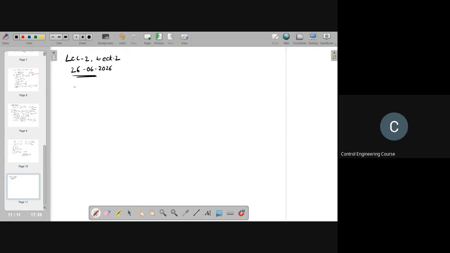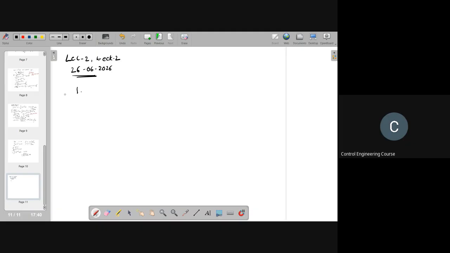Let's solve one problem using properties of the Laplace transform, because in control systems it will be useful if you remember the properties, rather than solving using the first principle, that means the integral, using the definition of the Laplace transform. So we will solve one problem so that we can understand how easy it is if you use properties of the Laplace transform.